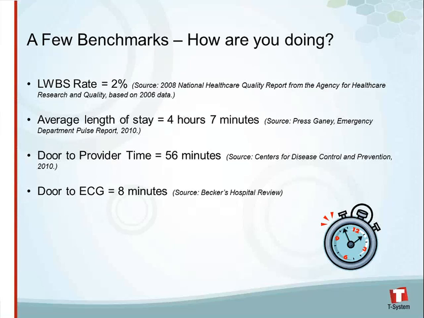So do we think that 4 hours and 7 minutes is a good throughput? It depends on whether the patient's being discharged or admitted, but we believe this number is too high. So we would encourage you to shoot for a lower number than this, particularly on those patients that are treated and released. Door-to-provider time, the average across the country right now is 56 minutes. I think the gold standard is definitely 30 minutes or less, so we would encourage you to shoot for that.